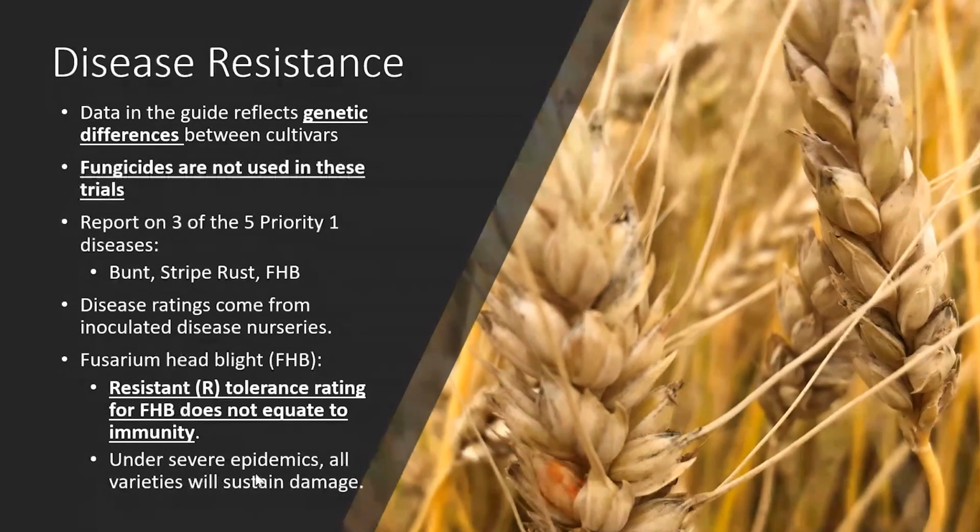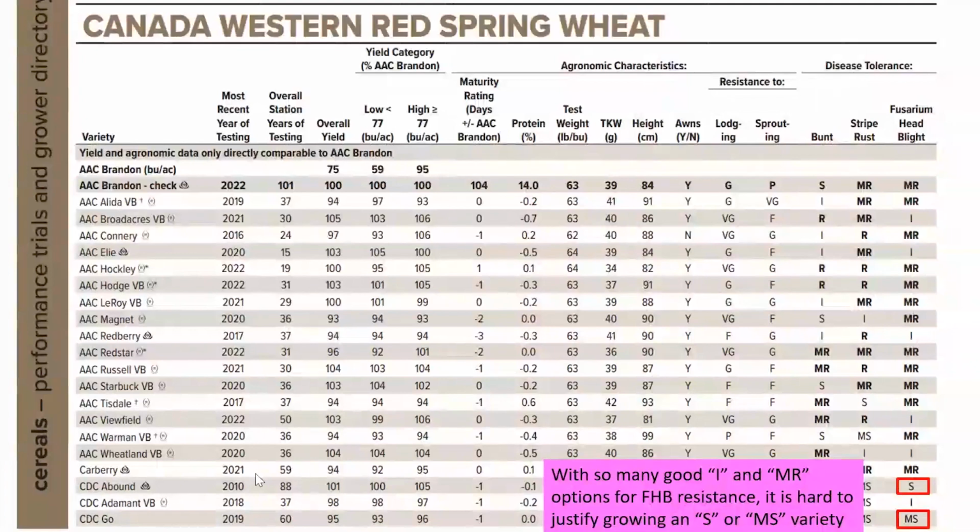So it is a bit of a relative scale, but definitely there are genetic improvements. And when we look at the table here, again, the same table we've been looking at, you can see that the variety CDC Abound was most recently tested in 2010, so certainly an older variety, and it has a susceptible rating. CDC Go has an MS rating.